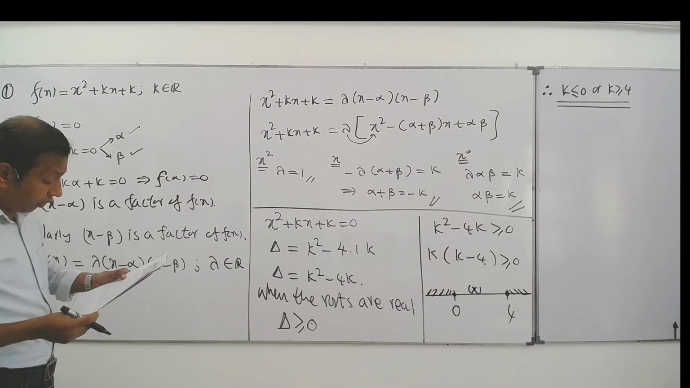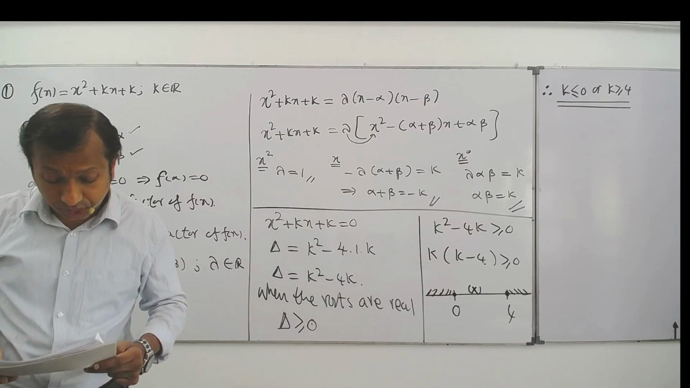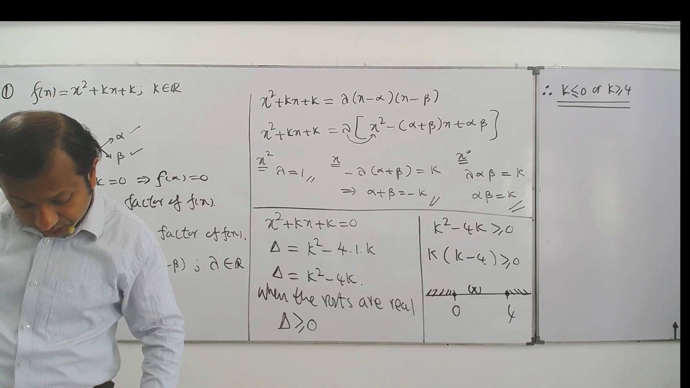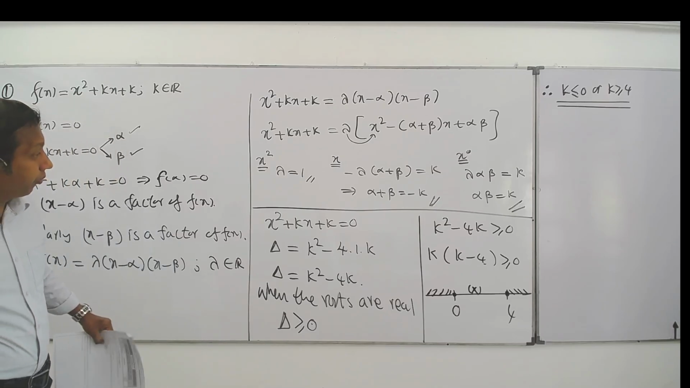Next one: if k is greater than or equal to 4, show that alpha and beta are negative. Now we can say it like this. Next part.